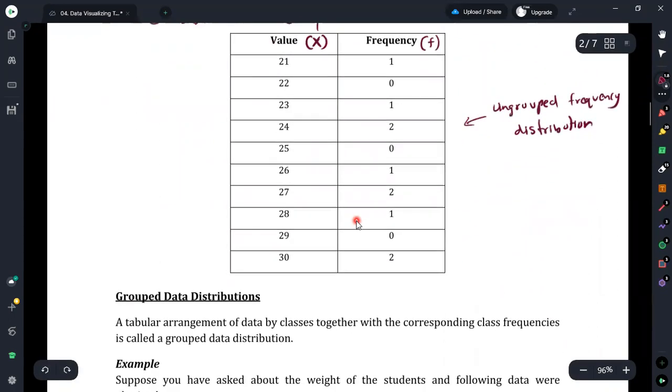And if you see this grouped data distribution, it is also a tabular arrangement, but the values we are taking for the variable are shown as classes, together with the corresponding class frequencies.